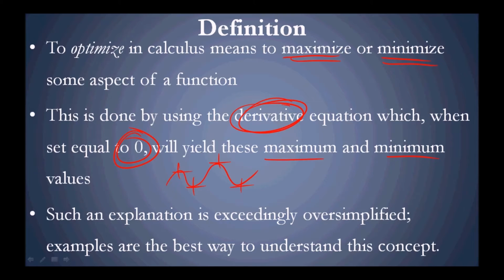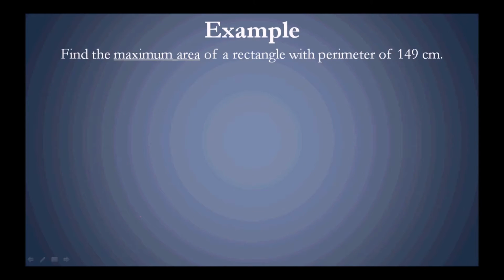This explanation is too simplified, but the concept of optimization is one that is best learned through examples. So this is by no means a complete definition, but it's best to use examples to learn this concept anyways. So we'll get to that now.